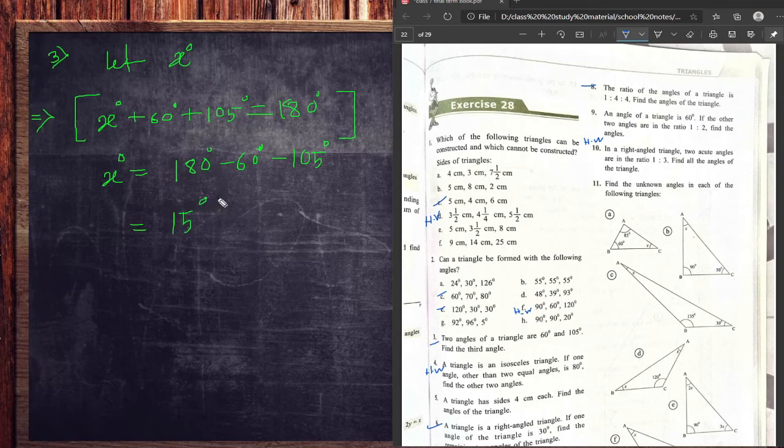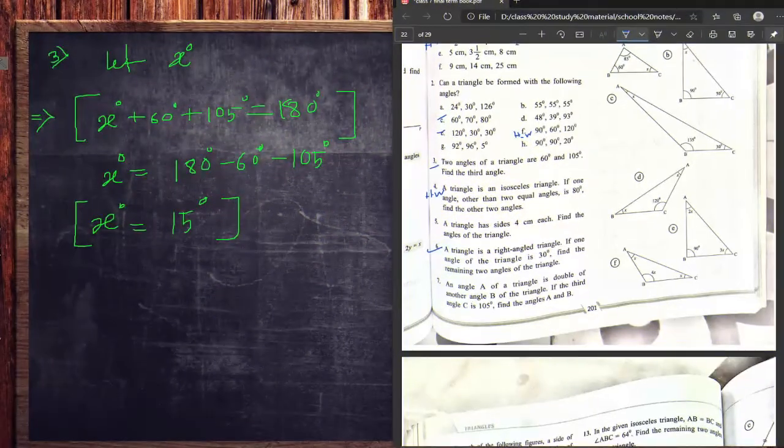I hope the idea is clear to you right now. Still, if you have any doubt, you can write in the comment box. So x degree must be equal to 15 degrees. That is our third angle and we should take it as our answer.